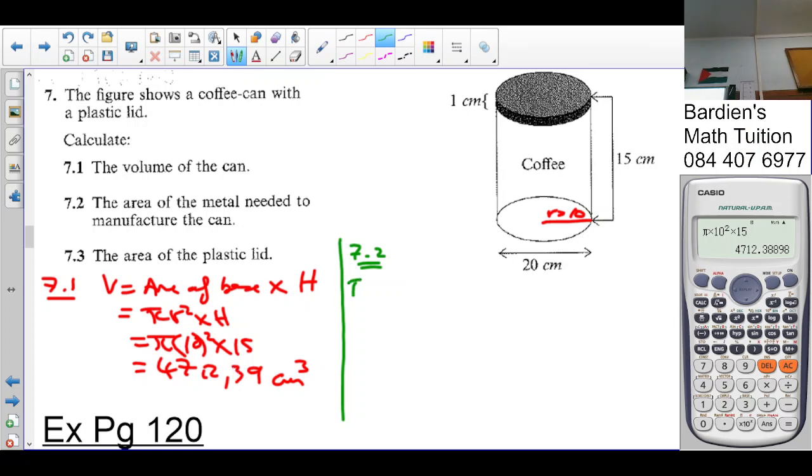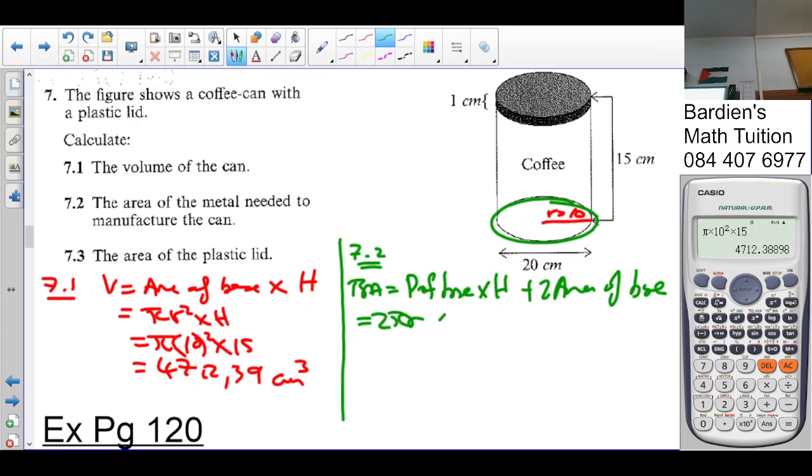So total surface area is going to be perimeter of base times height plus 2 area of base. Okay. So the base is a circular base. It's going to be perimeter of the base 2 pi r times the height plus twice area of base, which is pi r squared. Why am I taking the 2 away? Because the top is not covered with metal. Can you see that? It's not closed, it's open top.